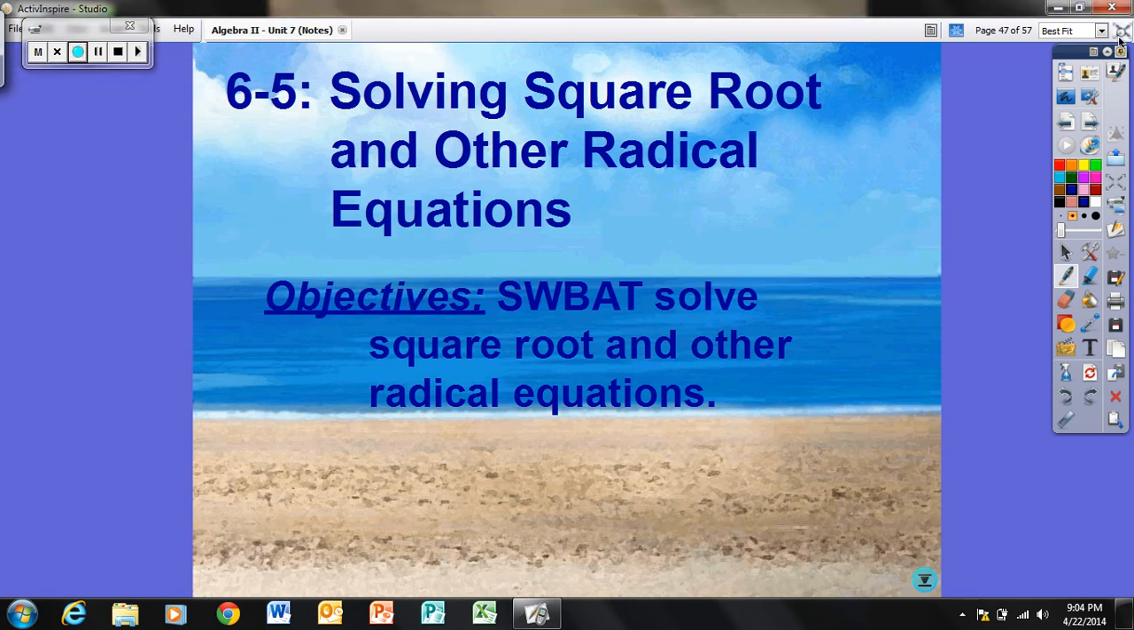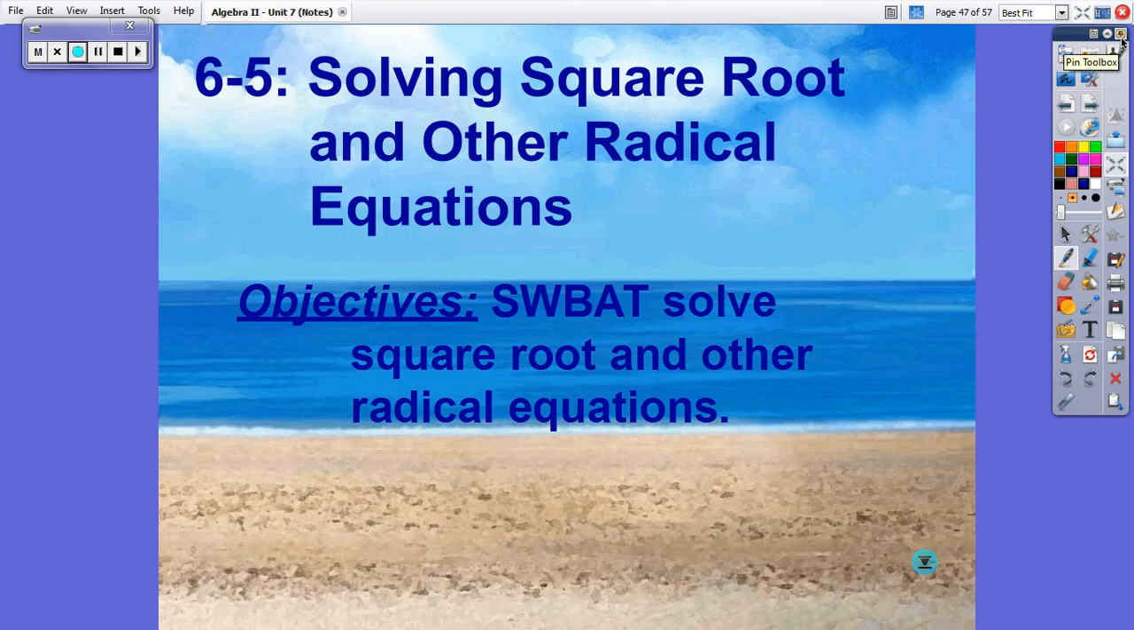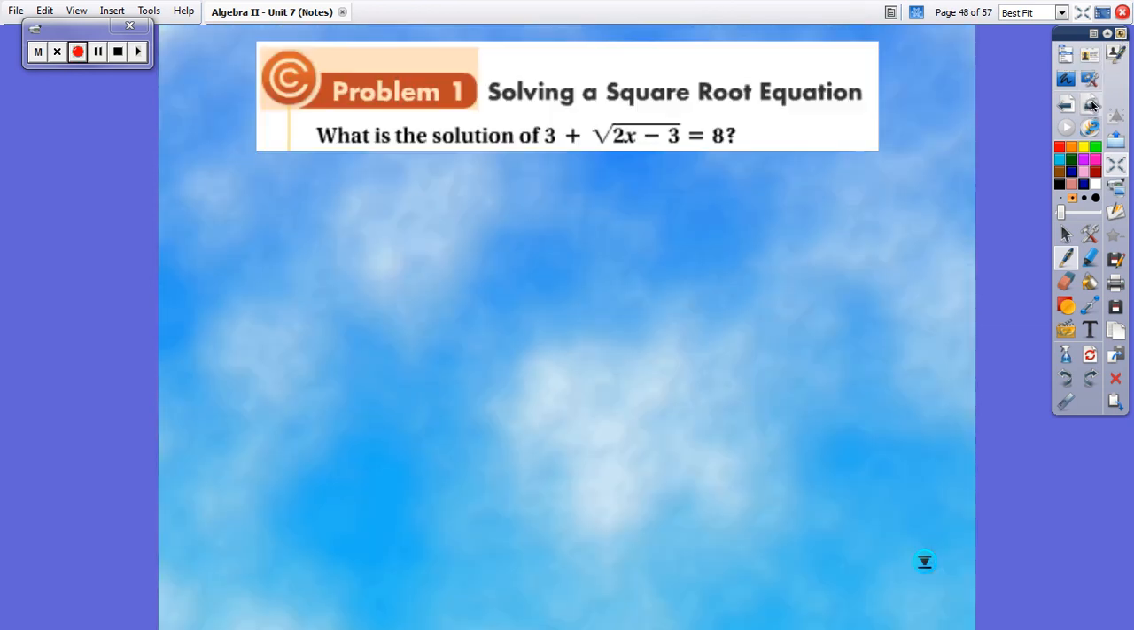Alright, this is going to be the last section of this unit, and in all the previous 4 sections we've been talking about just simplifying rational exponents and radicals, and now we're actually going to be solving them in equations.